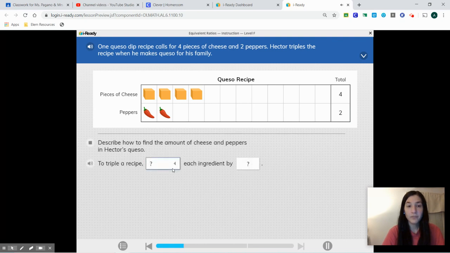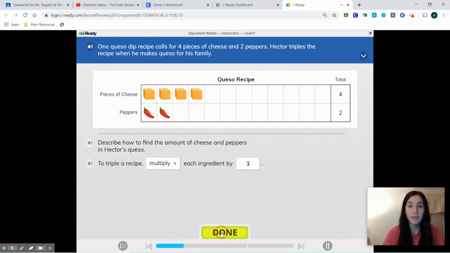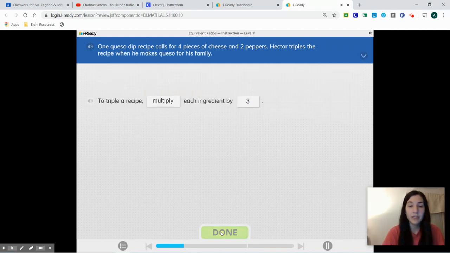Okay. Describe how to find the amount of cheese and peppers in Hector's queso. So to triple a recipe, we're going to multiply by 3. So we're going to type in multiply and the number 3. And now we're going to do that.